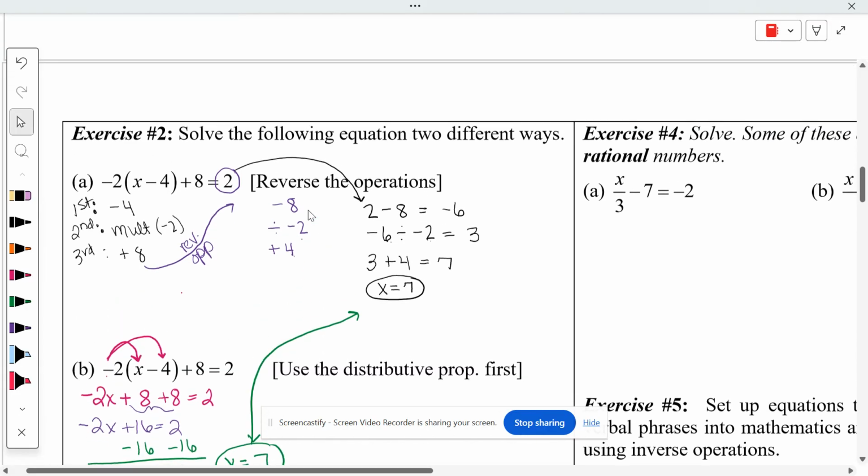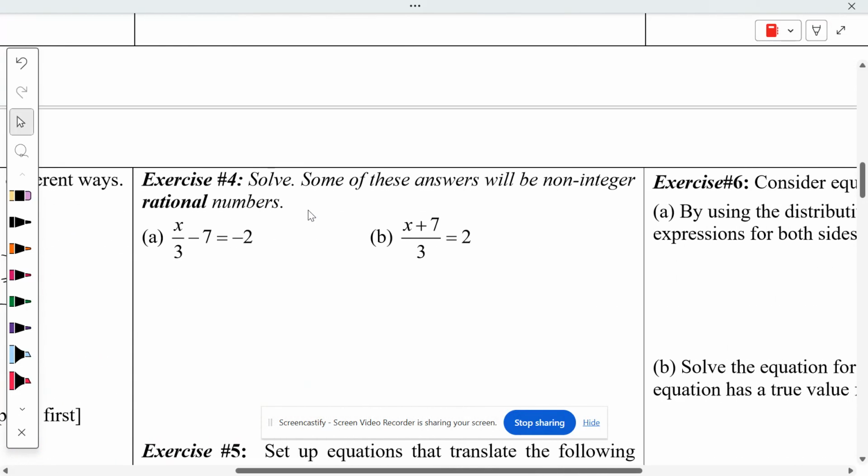Okay, so now let's go to exercise number 4. Some of these answers are not going to be integers, meaning they're going to be non-integer rational numbers, meaning that we're going to have fractions, okay? So I'm going to draw my river. The first thing that I have to get rid of is this minus 7. The opposite of minus 7 is plus 7. So I'm going to add 7 to both sides. That leaves me with x divided by 3 equals negative 2 plus 7, which is 5.